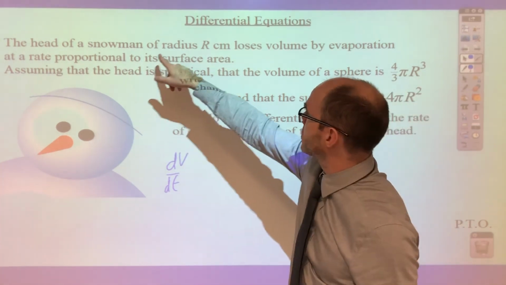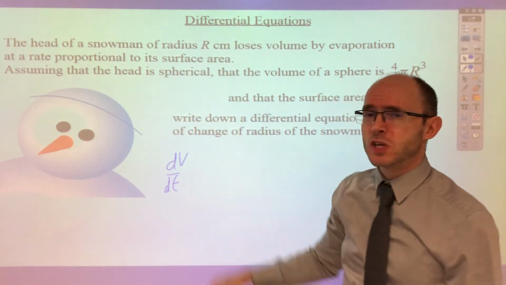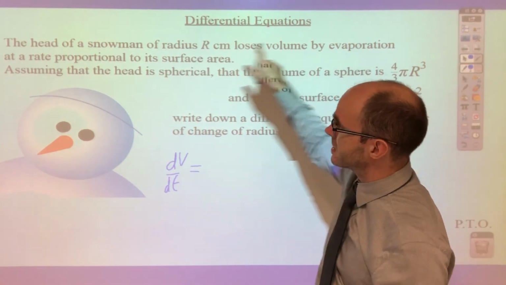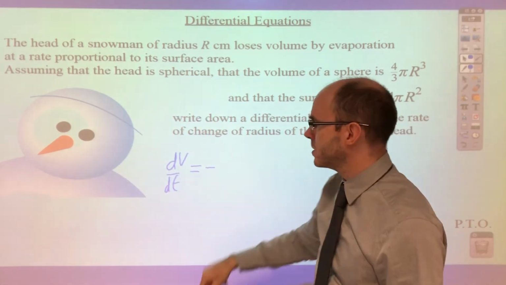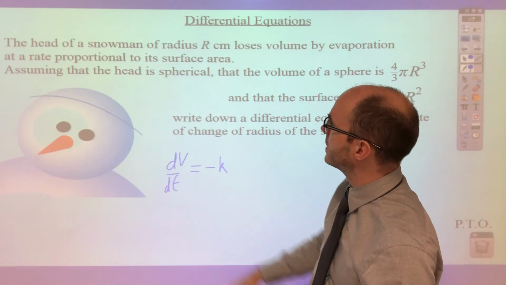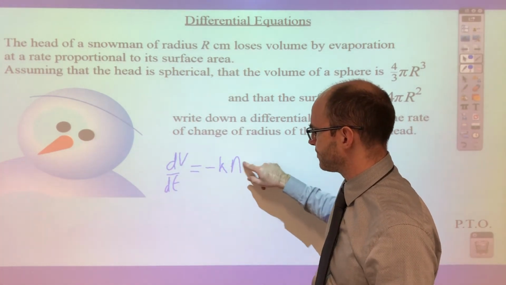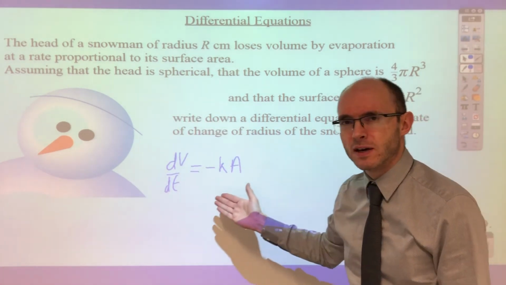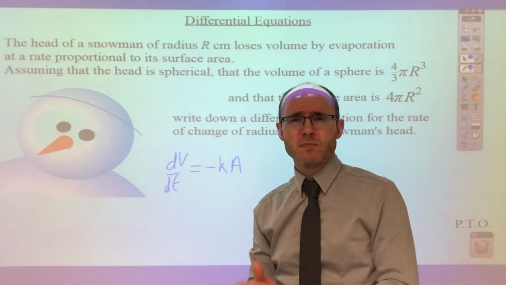The volume is decreasing at a rate proportional to its surface area. So dV/dt equals, and it is decreasing so it's negative, proportional to, so k multiplied by the surface area. I'm just going to go with capital A for the moment. So that is what the first sentence says: dV/dt equals negative kA. Replay the video if you didn't quite understand it, because it's a rather important point.